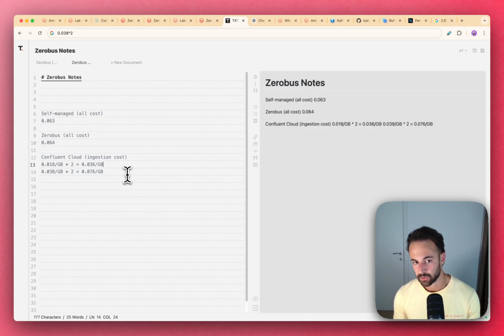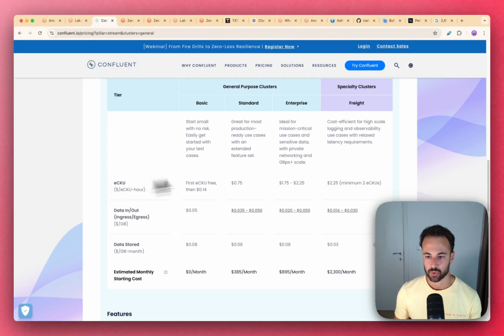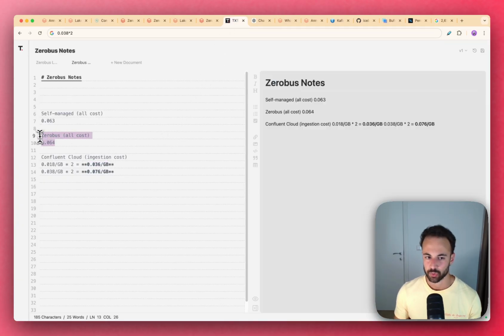So depending on the Confluent Cloud tier, just the ingestion alone from Confluent may be twice the price of Zerobus or a little bit above, depending on what you choose. But the thing with Confluent's pricing is also that they charge you for the storage. I'm not going to get into computing a full cost, but they charge you for the storage, they charge you for the compute. And I think all of this is going to be close to equal to the cost of this, I believe. If not, maybe a little bit higher.